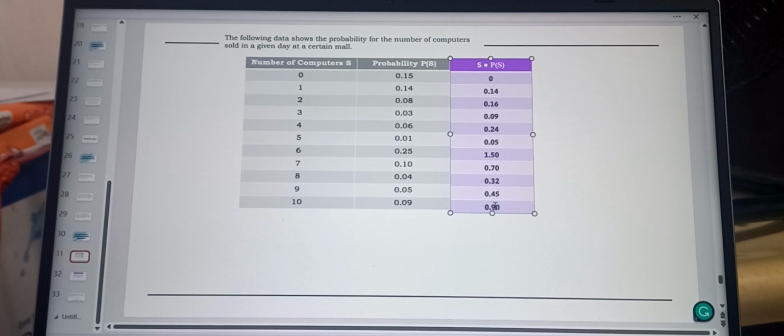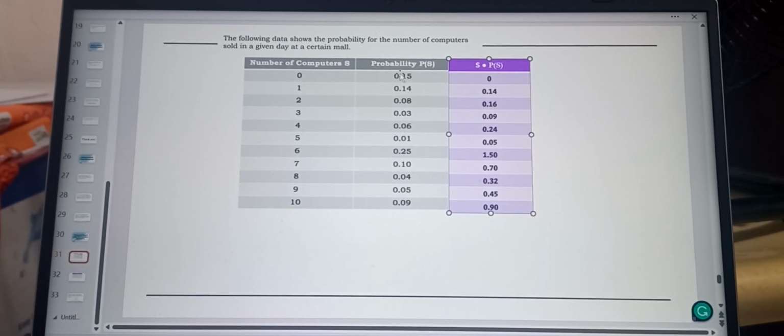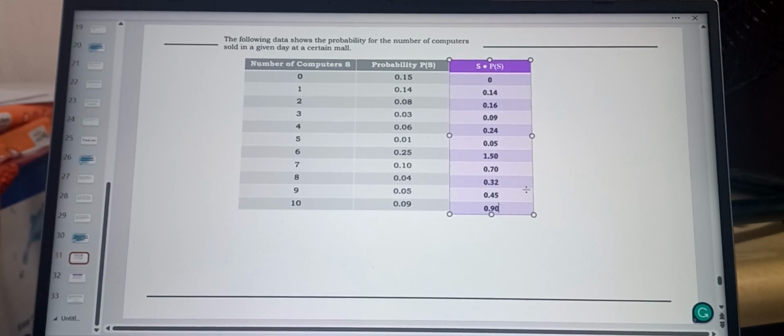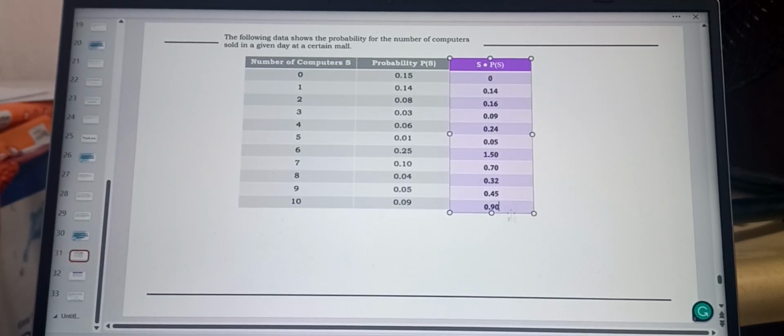Okay, so again, what did we do? We multiply the random variable by its corresponding probability. 0 times 0.15 is 0, 1 times 0.14 is 0.14, 2 times 0.08 is 0.16, and so on. So, it is just matching across. And then, that is not yet all. After getting the products, just add.